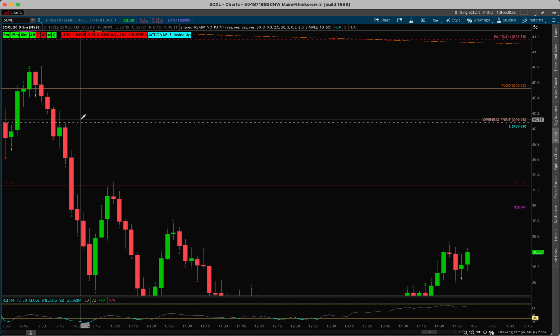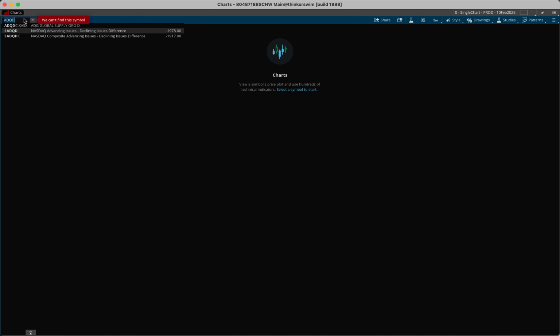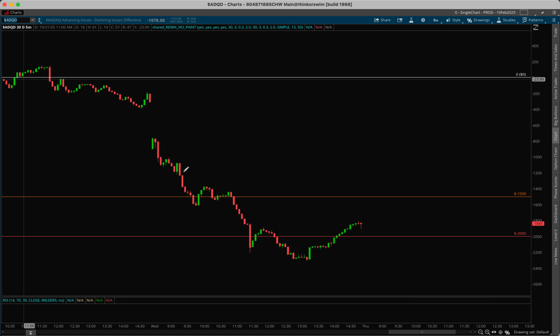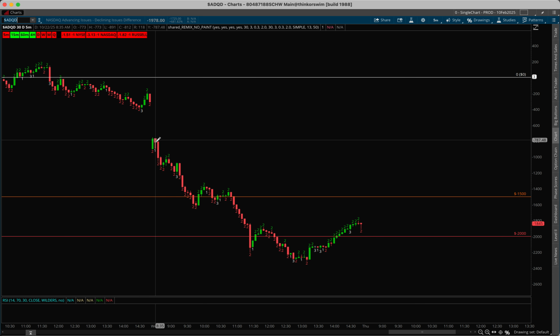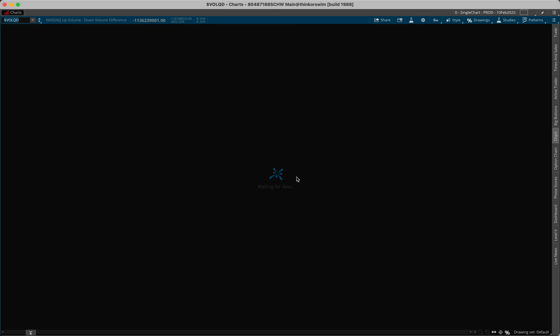If I can, let me bring up ADQD. If we look at the internals, right, today we opened up, the breadth opened in negative territory, negative 800, and just pushed straight down. If we look at vol QD, basically money flowing in versus money flowing out. Sorry, I don't know why my charts are going so slow tonight.